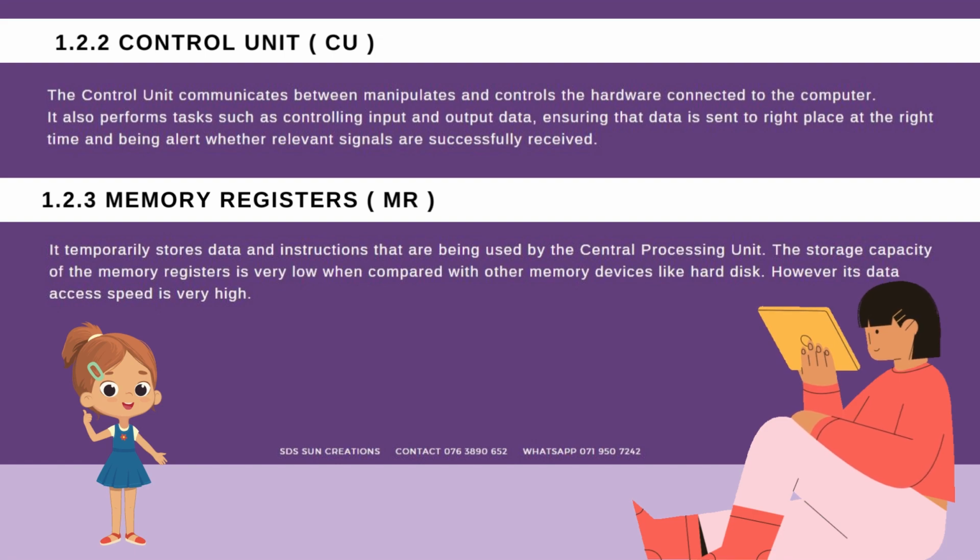1.2.3 Memory registers (MR). It temporarily stores data and instructions that are being used by the central processing unit. The storage capacity of the memory registers is very low when compared with other memory devices like hard disk. However, its data access speed is very high.